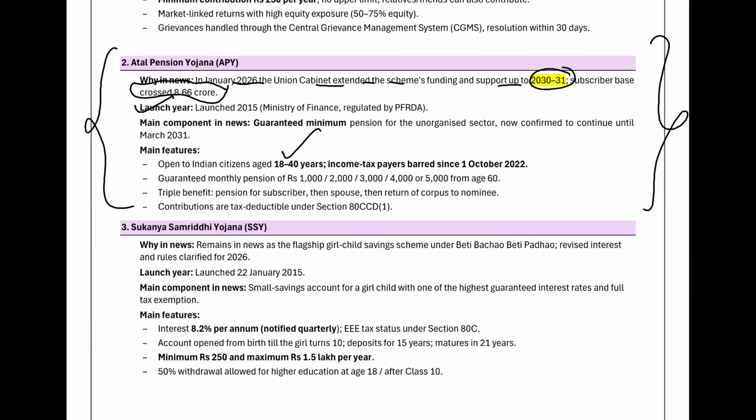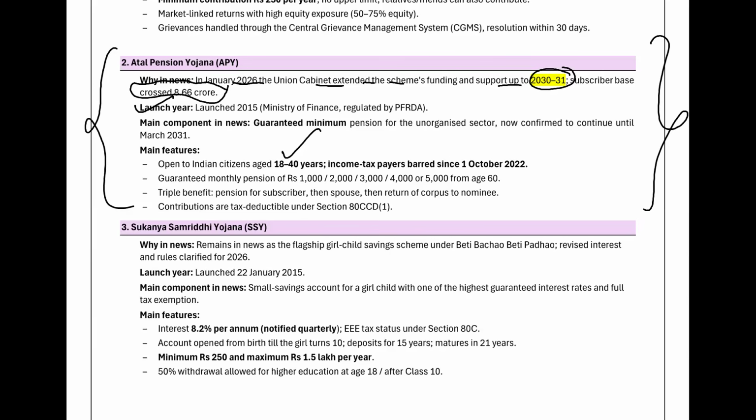Guaranteed pension किसके बाद मिलेगा? After the age of 30. Please try to understand. Guarantee pension कब मिलेगा? After the age of 60. Sorry, not 30, my mistake. I have told you, guarantee pension मिलेगा after the age of 60. Is it clear?